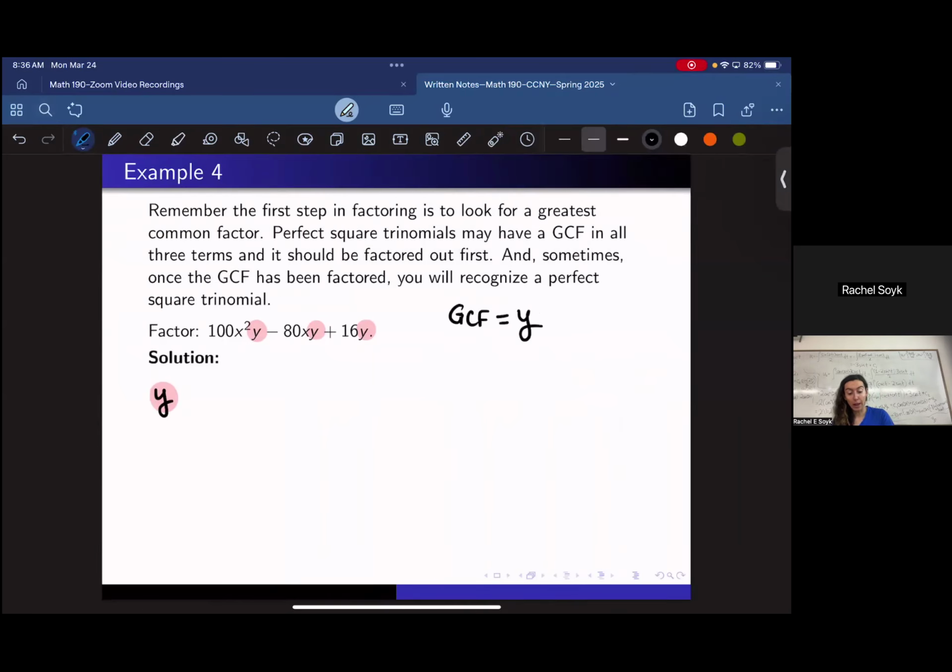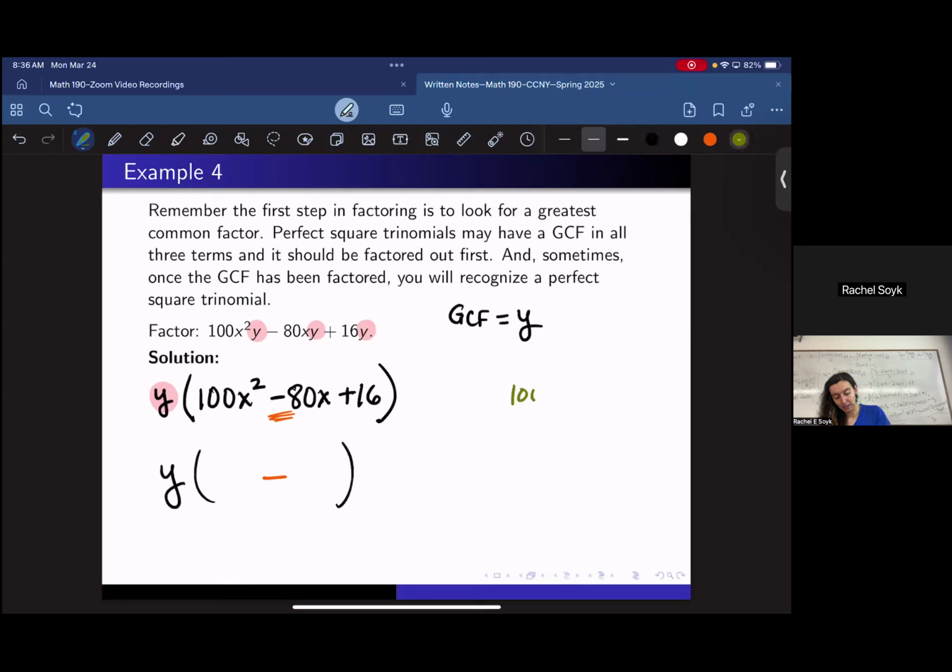So once we pull out that y, what are we left with? We have 100x squared minus 80x plus 16. And now we're back to the whole perfect square trinomial. We're looking at that minus sign for that middle term. Off to the side, that leading term, 100x squared, which we can very efficiently take the square root of. That ends up being what?